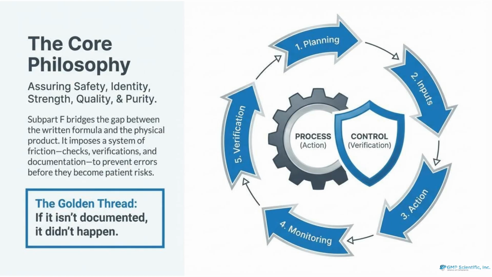At its heart, Subpart F is about assuring 5 key pillars: safety, identity, strength, quality, and purity. Think of this subpart as the bridge between a written formula and a physical product. It imposes a deliberate system of friction, a series of checks, verifications, and real-time documentation designed to catch a human or mechanical error before it can ever reach a patient. Remember our golden thread: if it isn't documented, it didn't happen.